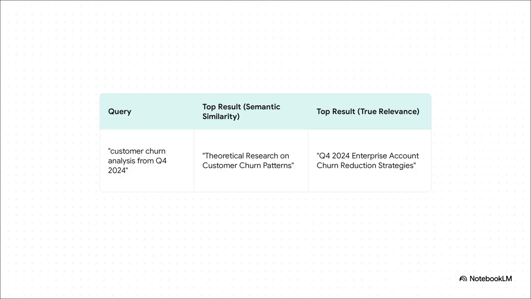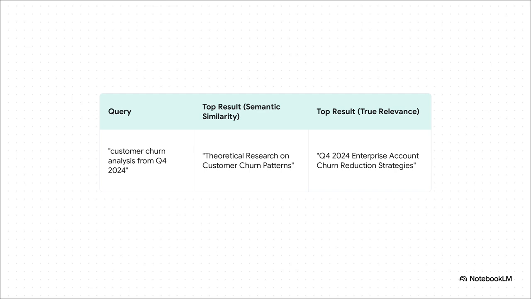And this example just hits the nail on the head. You ask for a customer churn analysis from Q4 2024, and a basic RAG system just sees the keywords customer churn and spits back some general theoretical research paper. I mean, it's semantically similar, but it's totally useless for what you actually need. What you really wanted was that internal report, the one with the actual strategies for Q4. That gap right there, that's the whole ballgame.